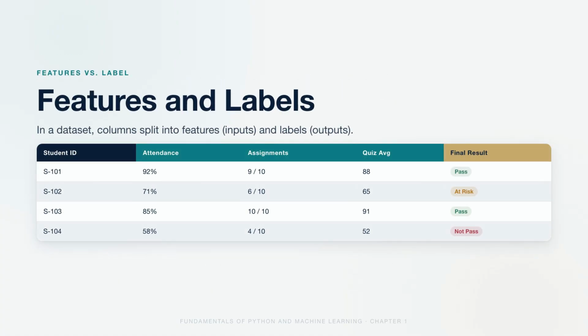Two important terms in machine learning are features and labels. Features are the input variables used by the model. For example, in a student dataset, features might include attendance, number of assignments submitted, quiz average, or login activity. The label is the answer or outcome the model is trying to learn. In the same student dataset, the label might be whether the student passed or did not pass. The model uses the features to learn patterns that help it predict the label.